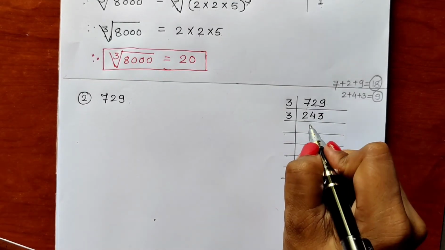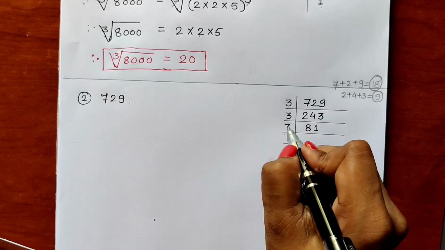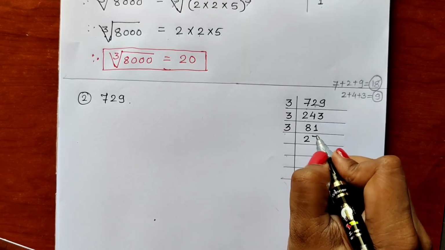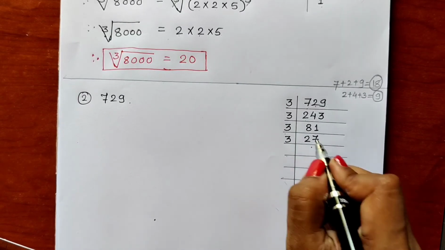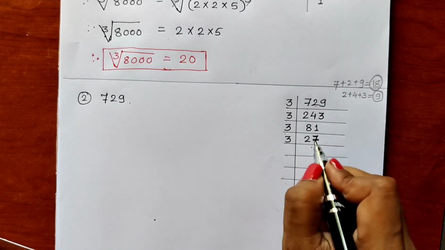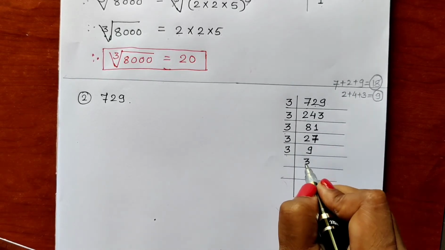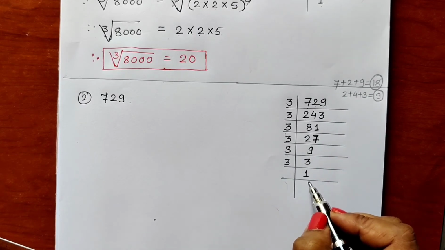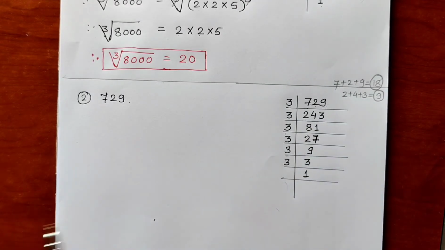3 8s are 24. And 3 1s are 3. We have got 81. 81 we all know is divisible by 3. So it is 3 2s are 6. And 3 7s are 21. Again 21 is divisible by 3. So, sorry, 27 is divisible by 3. 3 9s are 27. 9 is divisible by 3. 3 3s are 9. 3 is divisible by 3. 3 1s are 3. So in this way, until and unless we get 1 in the end, we should keep on dividing and keep on finding out the prime factors. So in this way, we have got all the 3's as the prime factor.